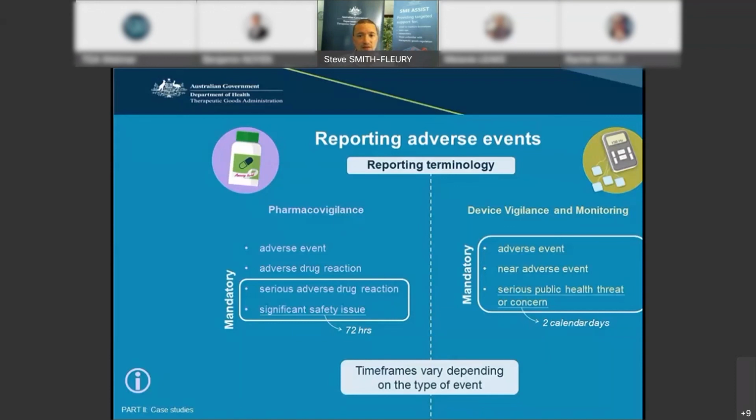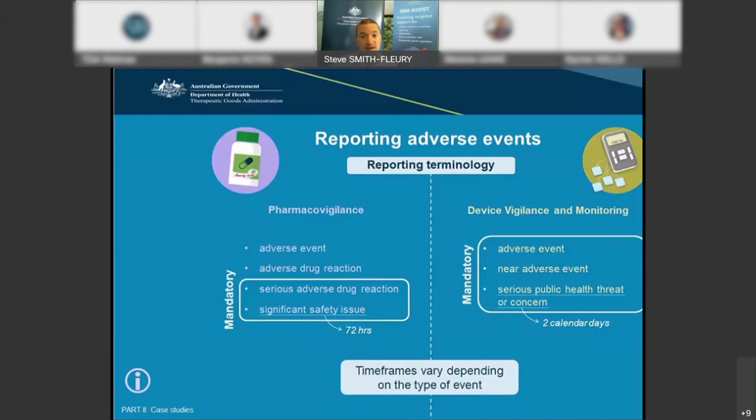Number 3, a serious public health threat or concern. So this would be a hazardous event arising from systemic failure of a device, usually coming from an adverse event or near adverse event itself. Typically, it'd be something that the TGA must act on swiftly to ensure public health safety.